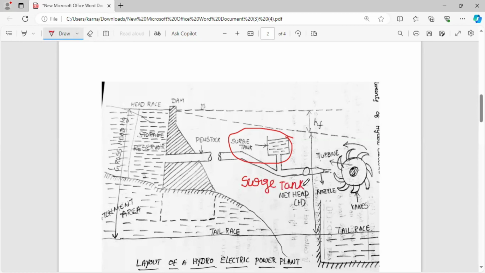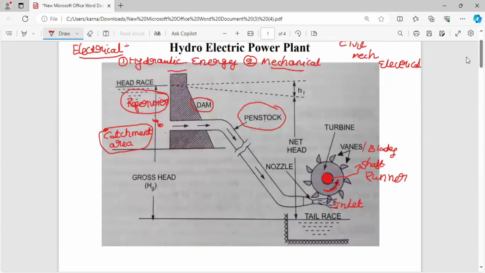The function of the surge tank: if you observe this diagram, the reservoir is at the higher level and the turbine is at the lower level. The water is carried through the penstock pipe with the help of gravitational force. With high pressure, the water strikes the blades of the turbine. Sometimes the pressure may cause damage to this penstock pipe.